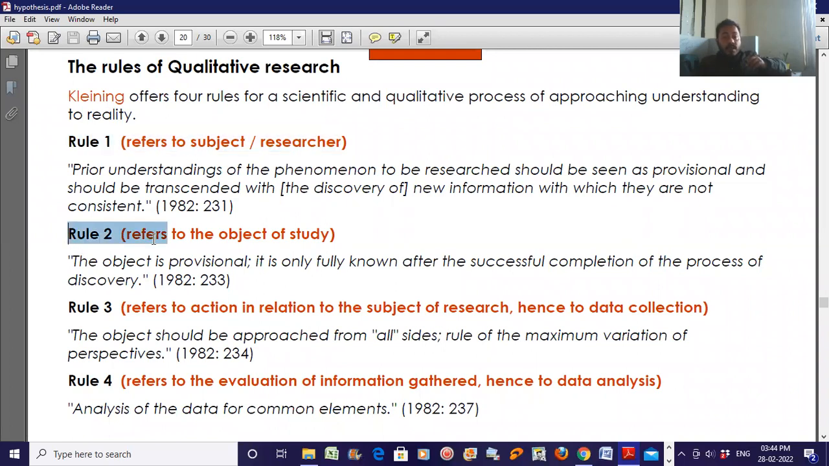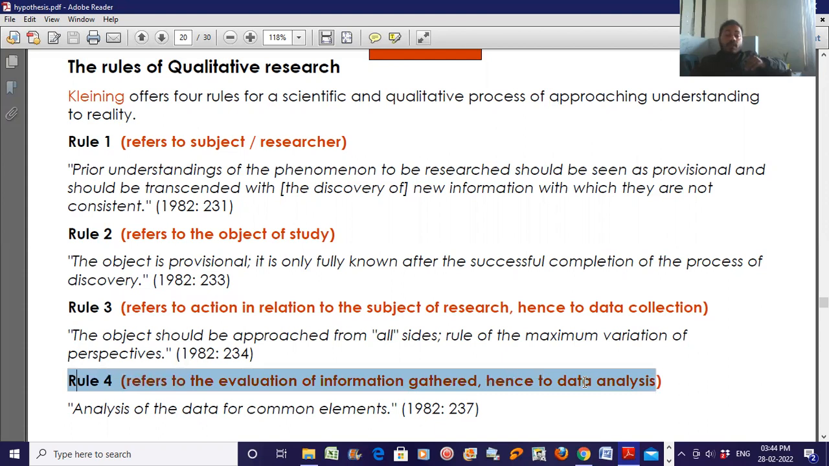Then rule number 2 says it refers to the object of the study. Rule number 3 says it refers to action in relation to the subject of research, hence to data collection. And rule number 4 says it refers to the evaluation of information gathered, hence to data analysis. So repeating again: rule 1 refers to a subject or a researcher. Rule 2, the object of the study. Rule 3, action in relation to the subject of research, hence data collection. And 4, the evaluation of the information gathered.